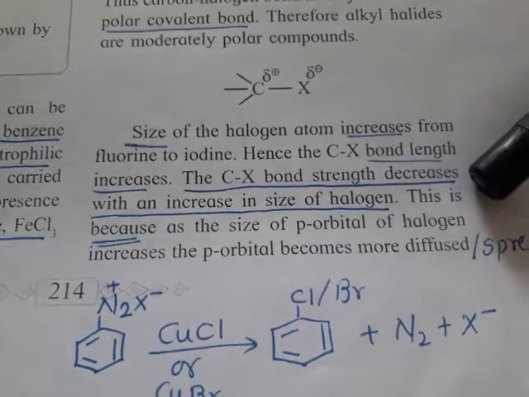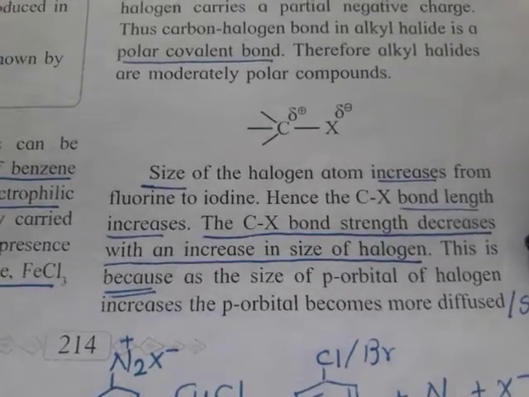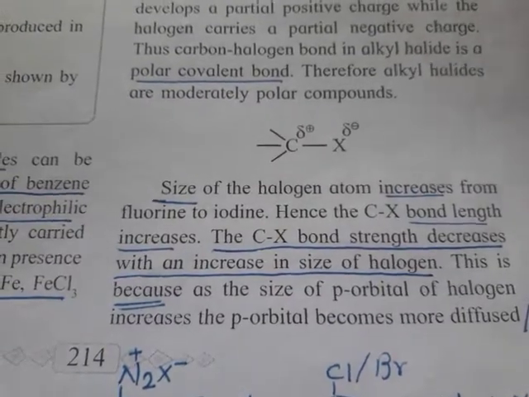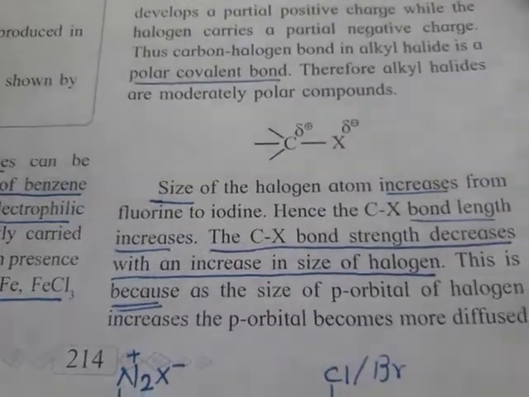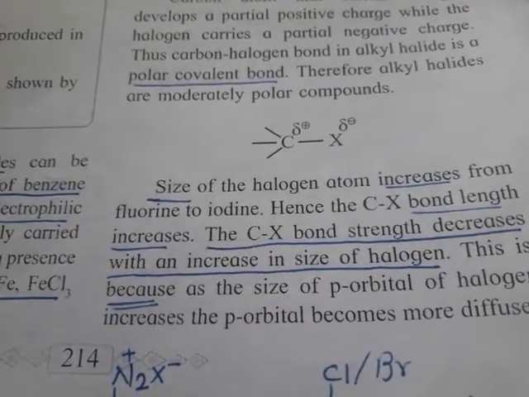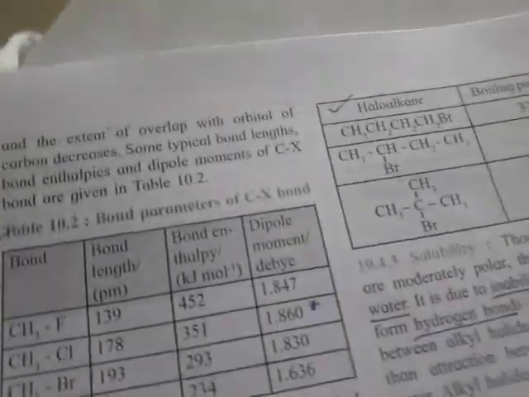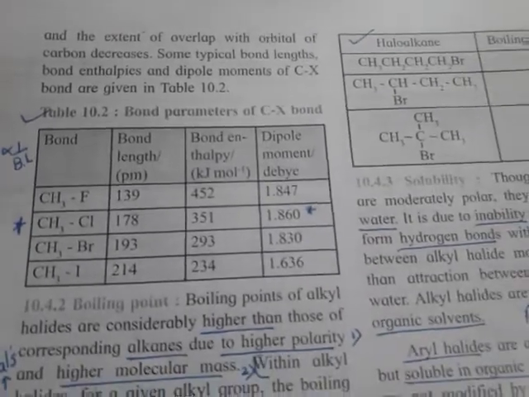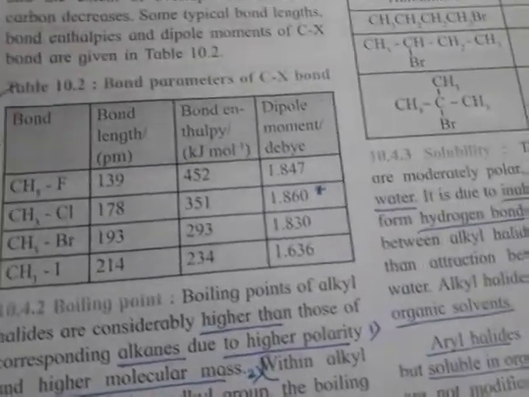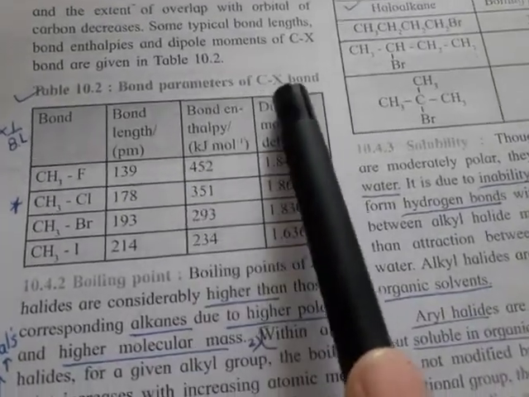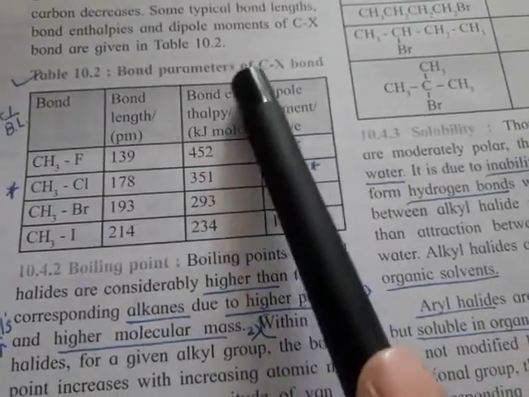This is because the size of the p orbital of halogen increases and it becomes more diffused, or spread, and that's why bond strength decreases. So this is the first point, the nature of this C-X bond. Now the next point, the second property, is related to dipole moment. What is this dipole moment? How much the polarization of a substance is, that is measured with the help of one term called dipole moment. See this table, bond parameters of C-X.